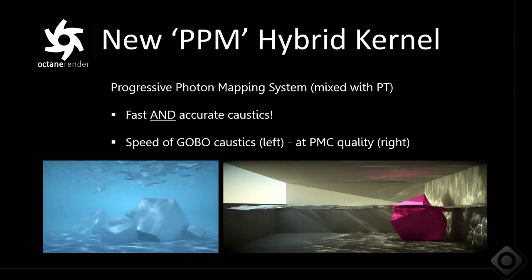So the idea with progressive photon mapping, and this is a hybrid mode, it'll basically do photon mapping for caustics, and it'll mix that with your path tracing or direct lighting kernels, is you'll get the best of both of these. You'll get very fast caustics, beautiful caustics that are as good as what we do with PMC, but it'll happen much faster. And this is, I think, something that a lot of Octane users will be able to leverage and utilize. So we're excited with that. It's probably one of the earliest in development features out of all the things we've just shown.